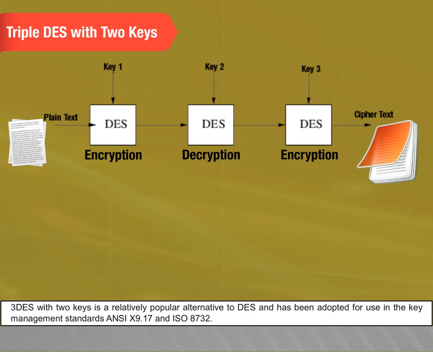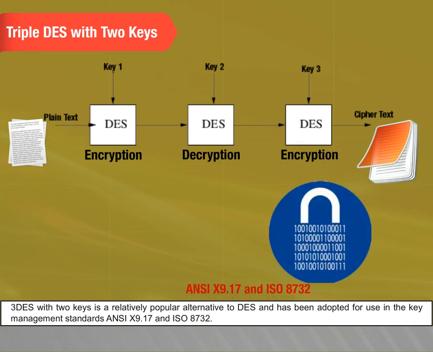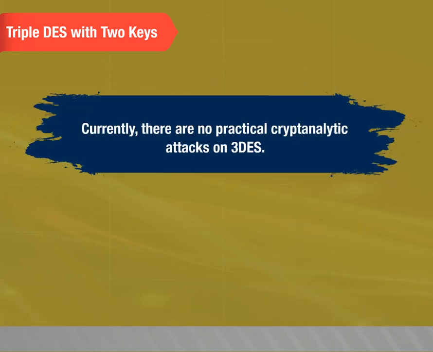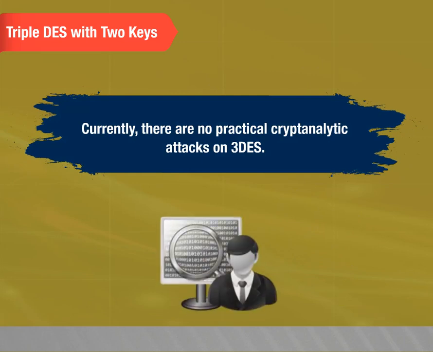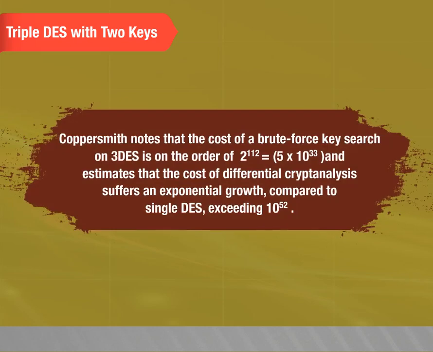3DES with 2 keys is a relatively popular alternative to DES and has been adopted for use in the key management standards ANSI X9.17 and ISO 8732. Currently, there are no practical cryptanalytic attacks on Triple DES. Coppersmith notes that the cost of a brute force key search on Triple DES is on the order of 2^112, which is equal to 5 × 10^33, and estimates that the cost of differential cryptanalysis suffers an exponential growth compared to single DES, exceeding 10^52.